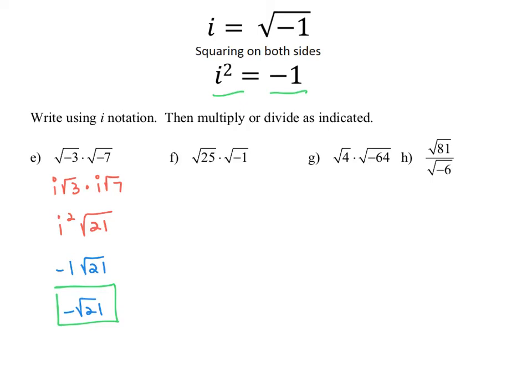In example F, we can write the square root of 25 times the square root of negative 1 as 5 times i, since the square root of 25 is 5 and the square root of negative 1 is i. So we can write our final answer as 5i.